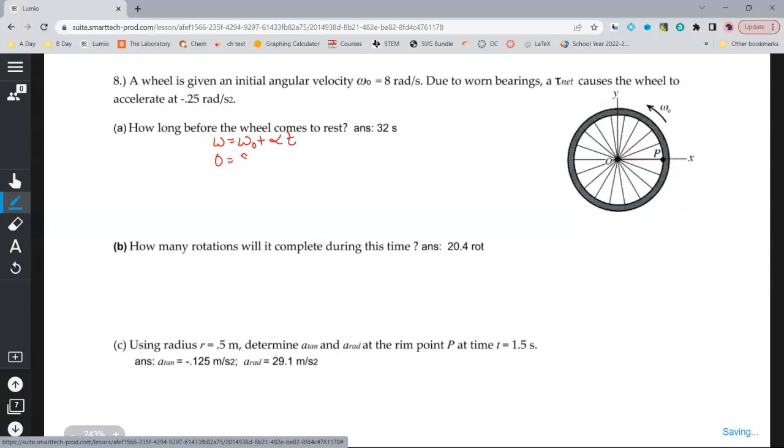0 equals 8 minus 0.25 t. So that means negative 8 equals negative 1/4 t. So my time is going to be 32 seconds. Then we want to know how many rotations or how far it is going to go during this time.